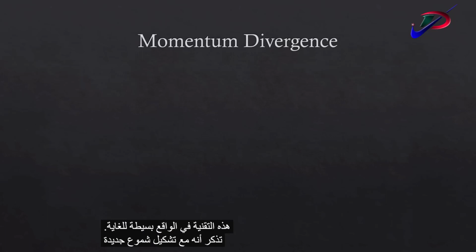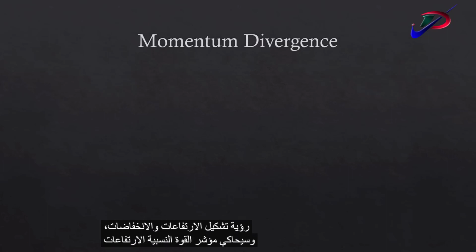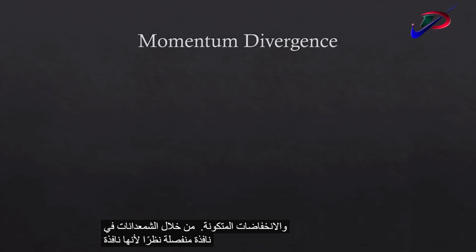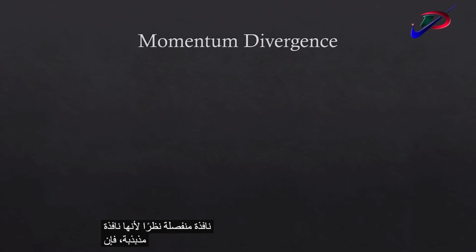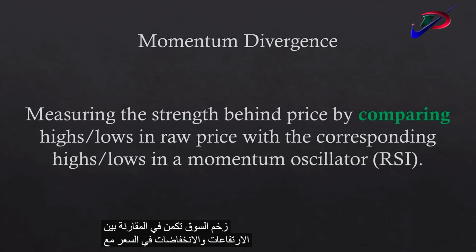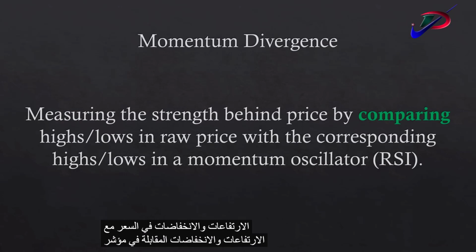Remember that as new candlesticks are formed in the price chart, we begin to see the formation of highs and lows. The RSI indicator will mimic the highs and lows formed by candlesticks in a separate window, since it's a window oscillator. The trick for you to measure market momentum lies in the comparison between highs and lows in price with the corresponding highs and lows in the RSI.